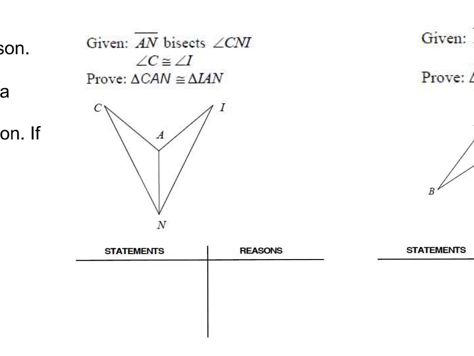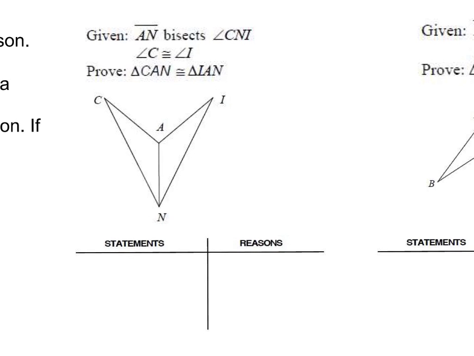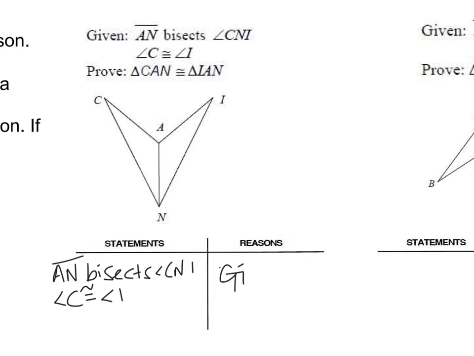Look at this one, we have that word bisects again. Given AN bisects angle CNI, and that angle C is congruent to angle I, prove that the two triangles are congruent to each other. So what do we always start with in a proof? We start with our givens. So AN bisects angle CNI, and angle C is congruent to angle I, and those are both my given.